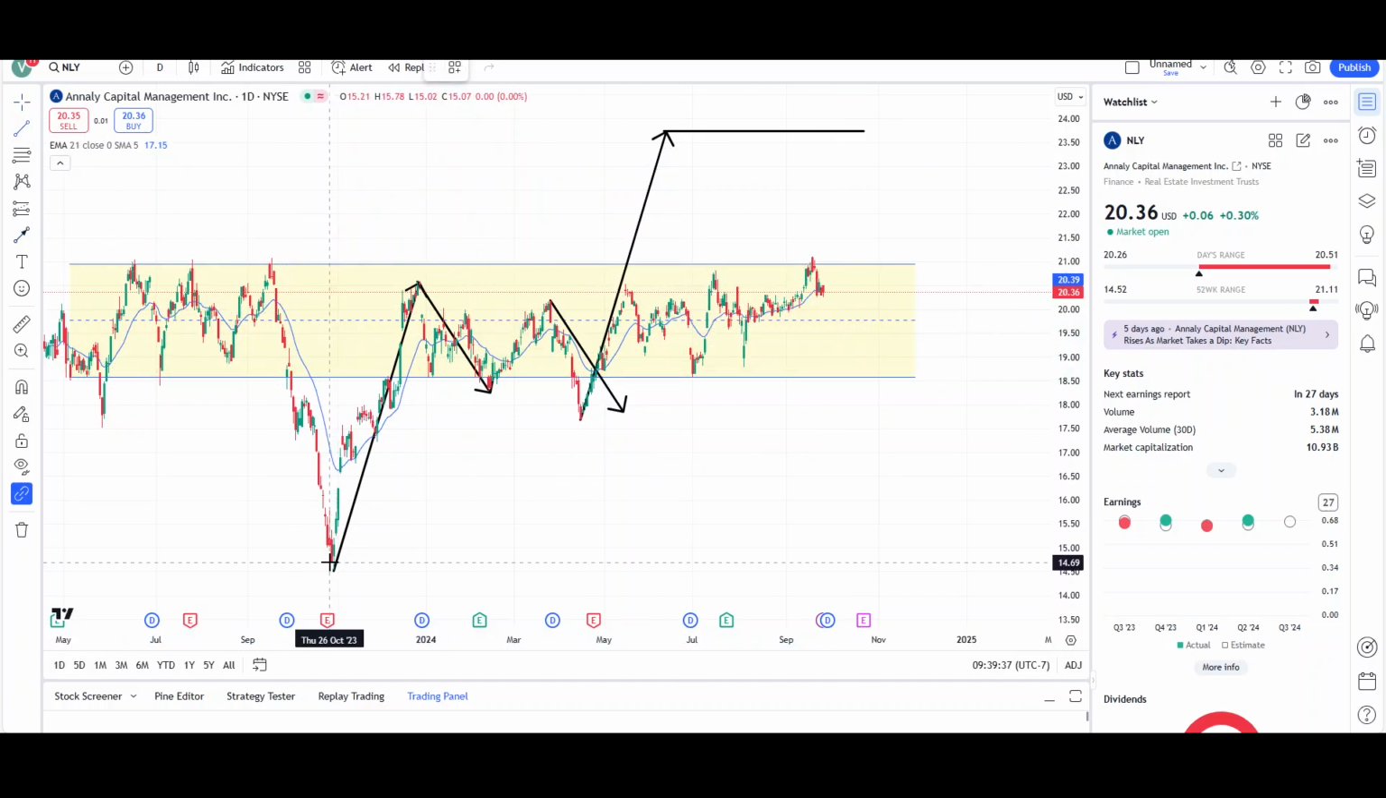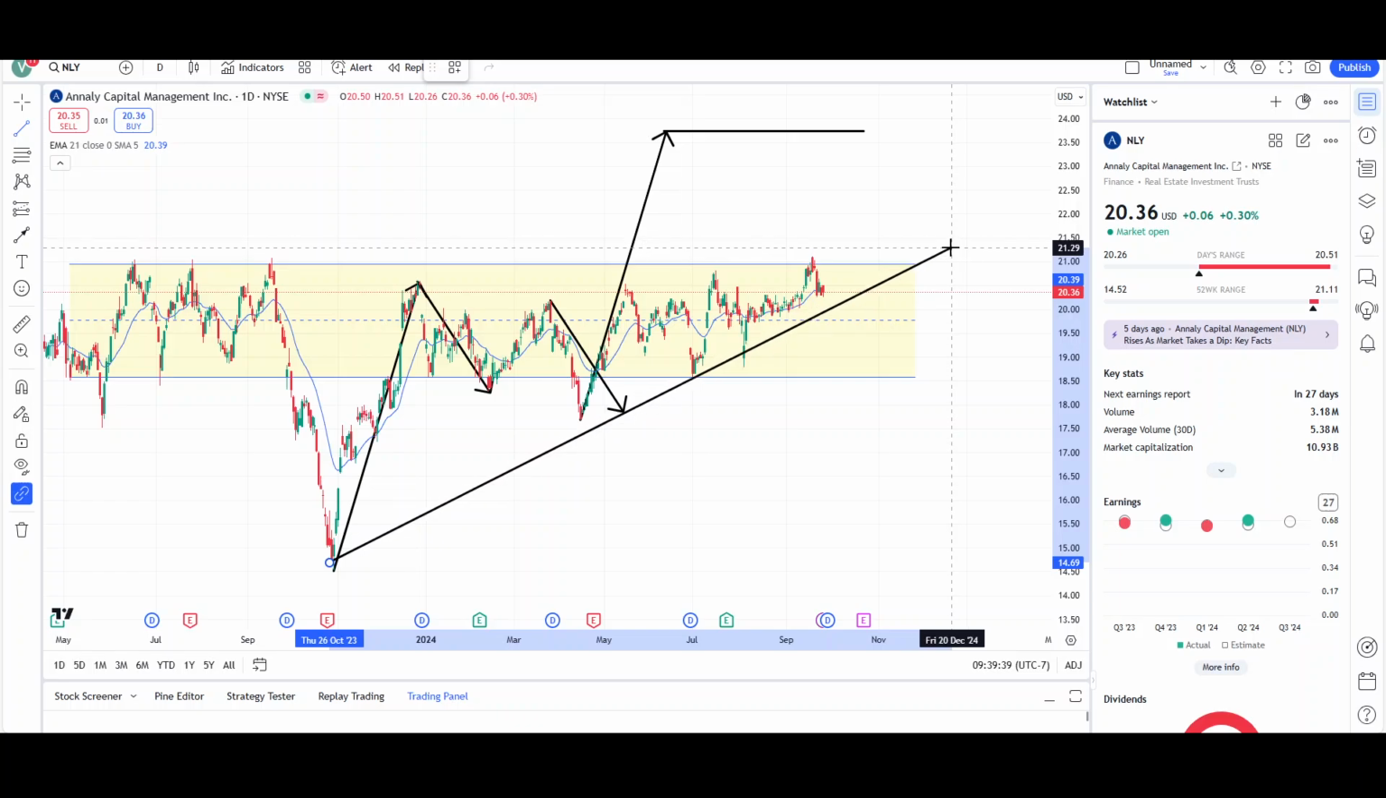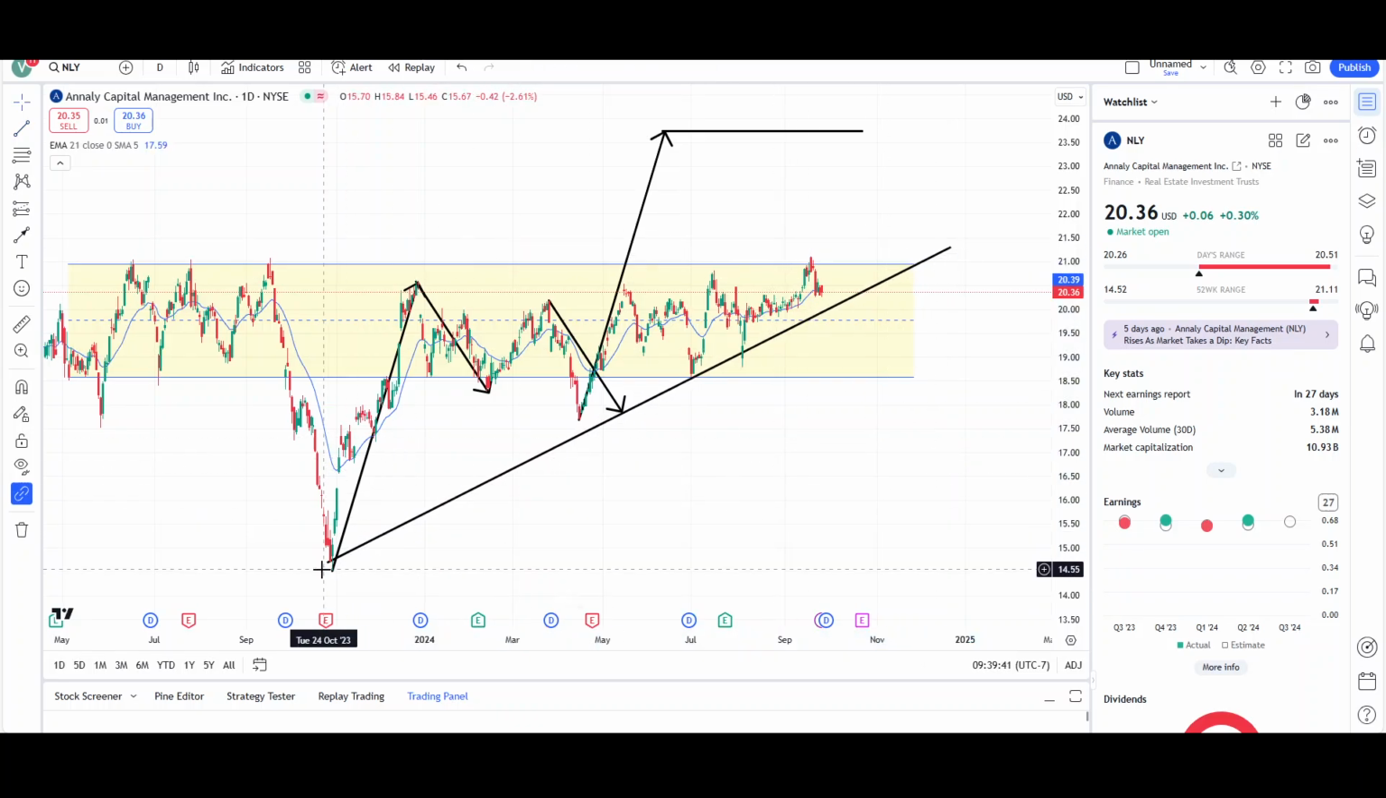The bulls do have this trend line in favor of them, so this trend line is holding pretty nicely, maybe something like that. So we are still above that. So if the bulls lose this trend line, that tells me we're probably just going to fall back down sub 20. So something like that.